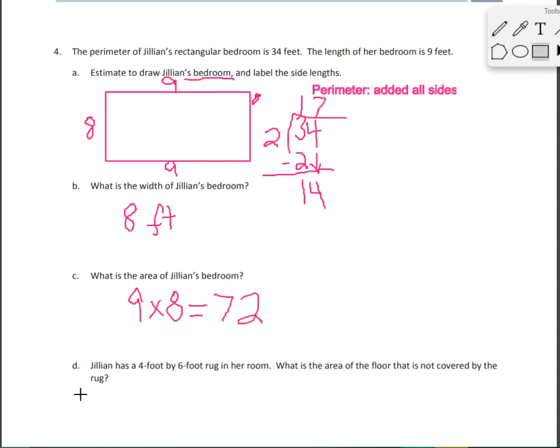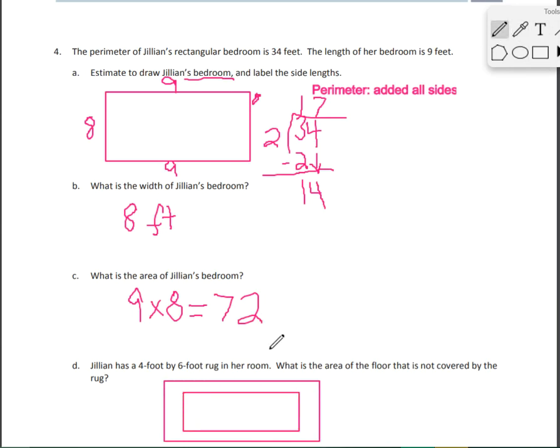All right, let's look at part D. It says Jillian has a 4-foot by 6-foot rug in her room. All right, so here's her room, and there's the rug. So it is 4 feet by 6 feet. What is the area of the floor that is not covered by the rug? That is not covered. We want what is not covered. We want the part of the floor that does not have rug on it.